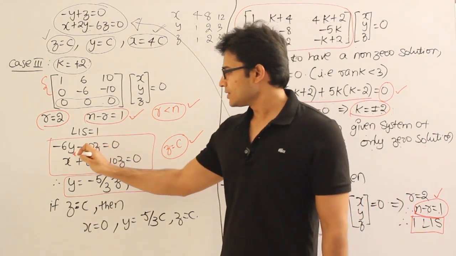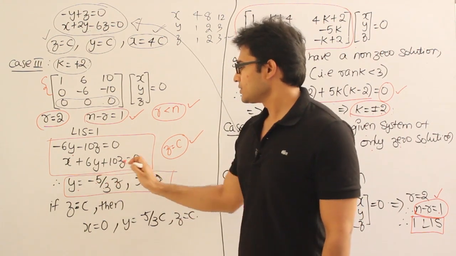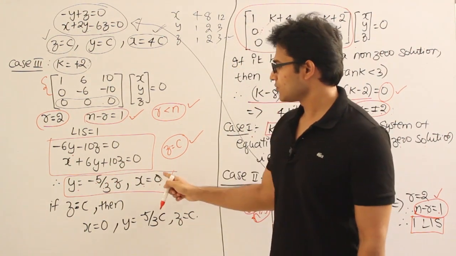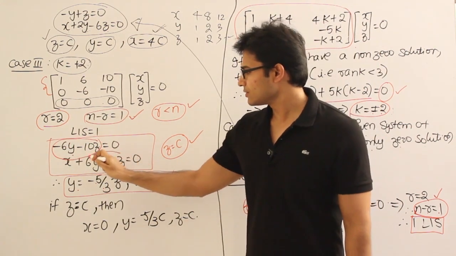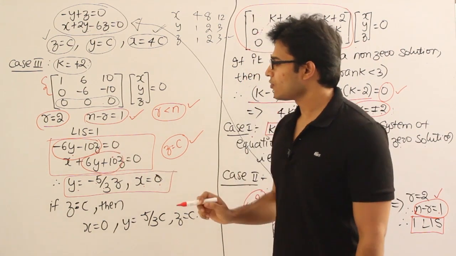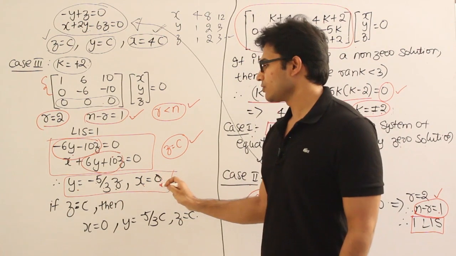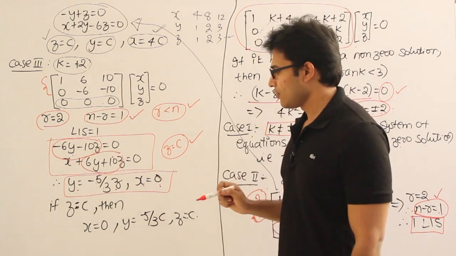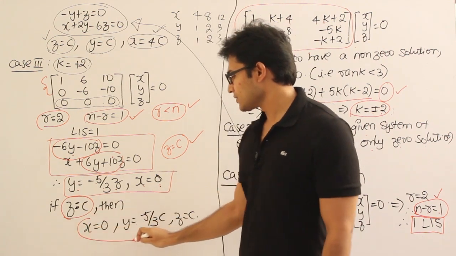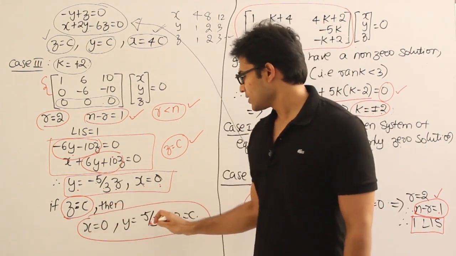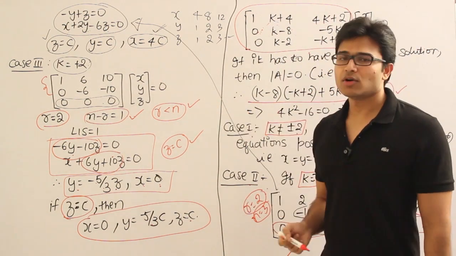So you can see that y is written as minus 5 by 3 z, and x is written as x. If you substitute x, it is going to be 0. See, this value is already 0, and this is nothing but the same value. Therefore what can we say? In terms of z, y equal to this much and x equal to this much. Okay, now if you substitute z equal to c, the solutions you get are 0, minus 5 by 3 c, z equal to c. This is the generic solution when k equal to plus 2.